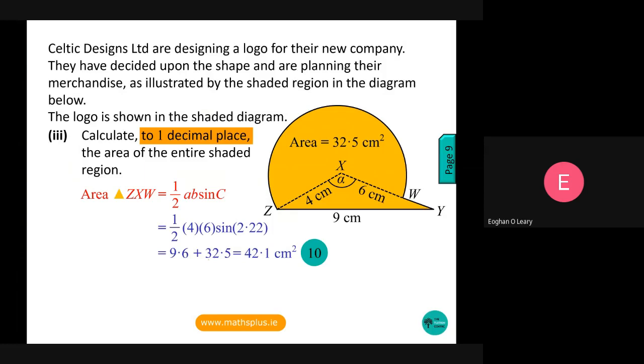And Andrea, again, if they were in trouble on the last part, so they just made a mistake with the area in part II, and let's say they had 25, can they still get 10 marks in this part if they correctly get the area of the triangle? Absolutely, yeah. You'll only ever be penalised once for a mistake.